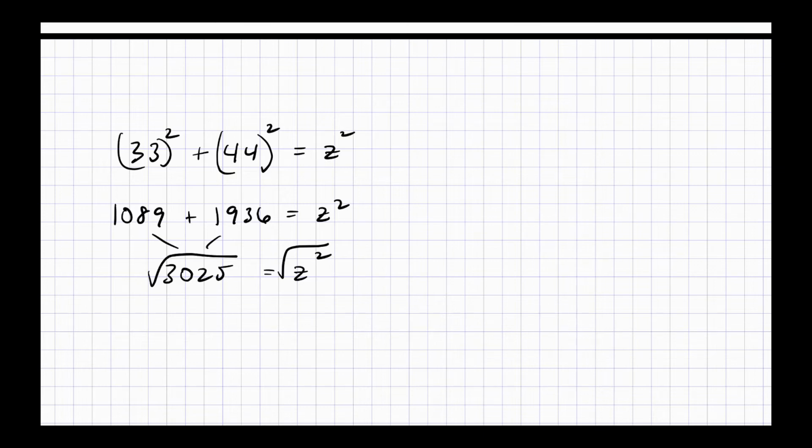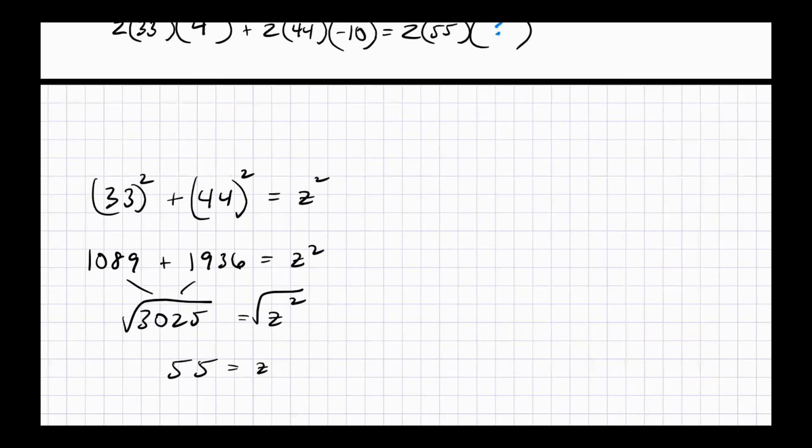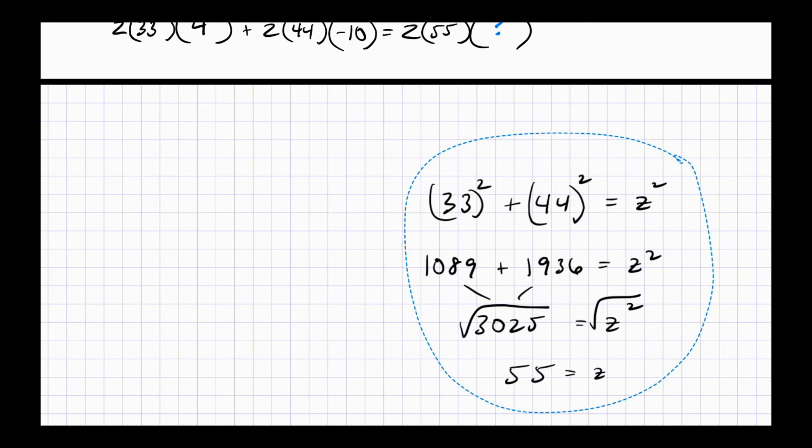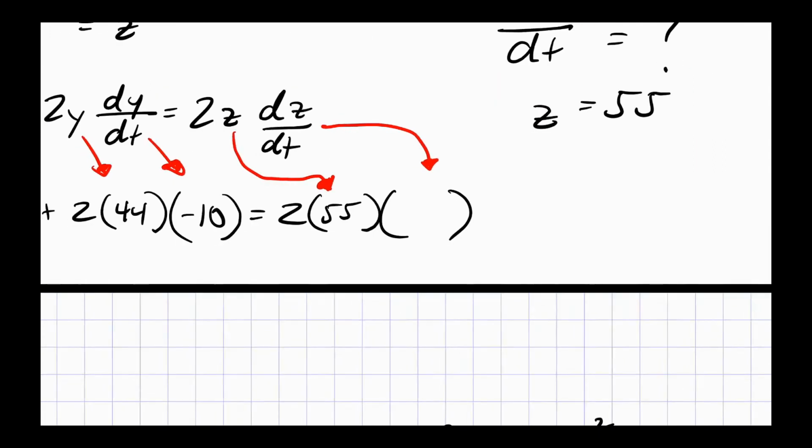Let's see if it's got a square root. Yes, it does, 55. Okay, not z squared anymore, it's just regular z. So z is 55. So we can go up here and label 55. They didn't tell us that, but we had enough information given that we could figure that out using the Pythagorean theorem. Now let's go plug that in here. 55. So now we only have one unknown in this whole mathematical statement. If we only have one thing we don't know, we can solve for it. So instead of the question mark, I should put what we're actually trying to find, dz dt.